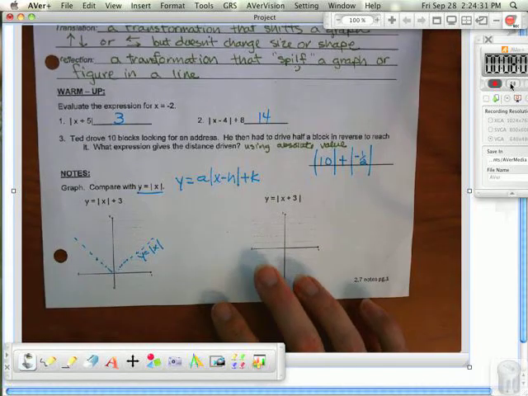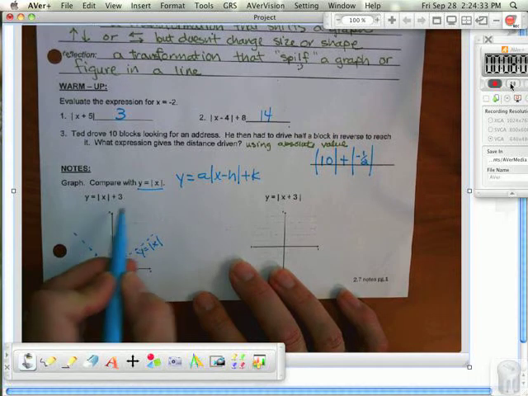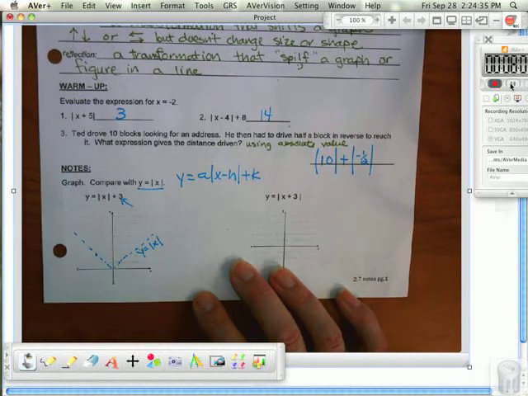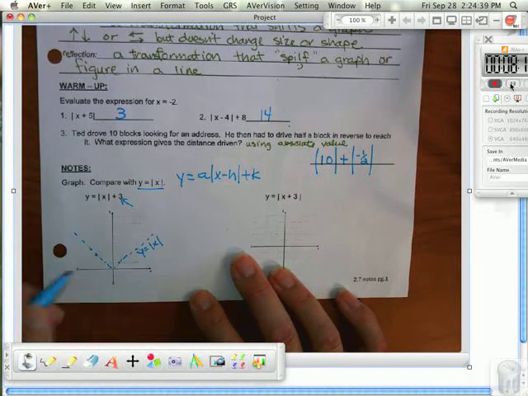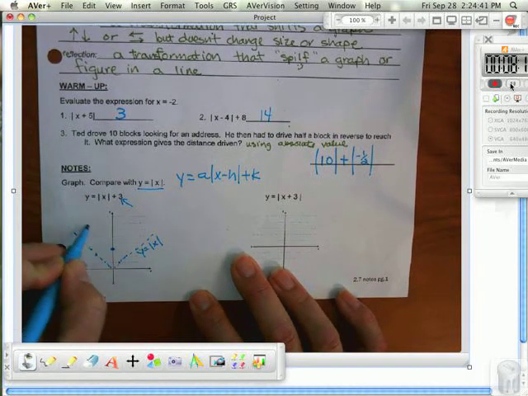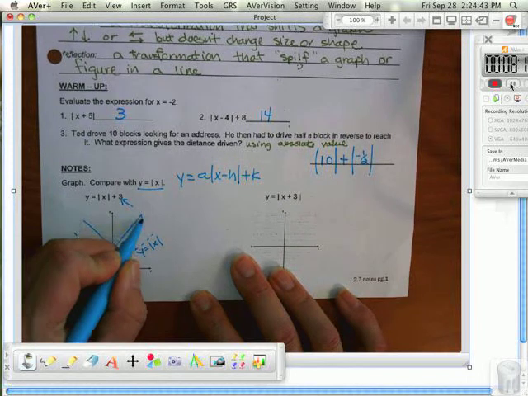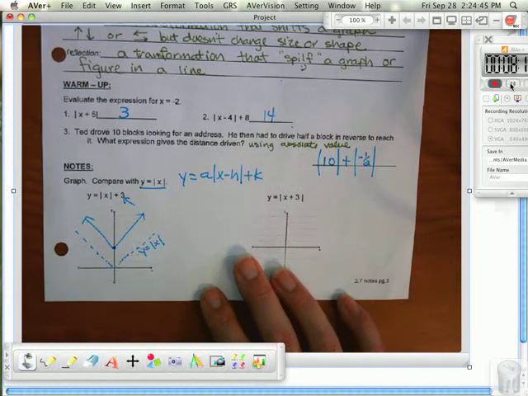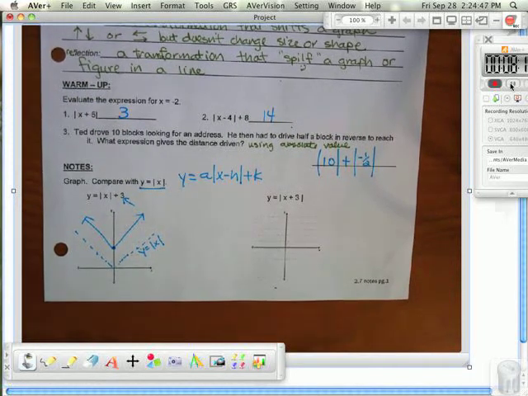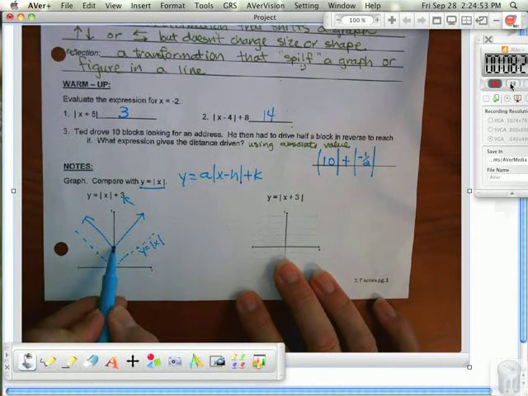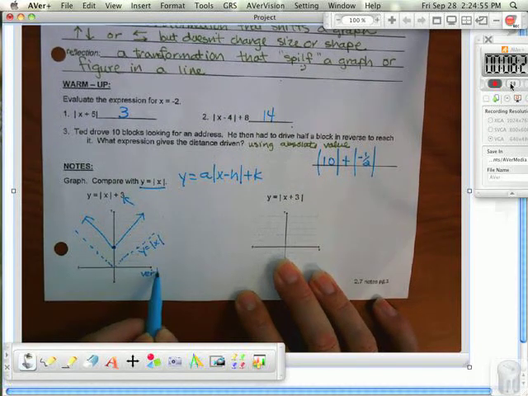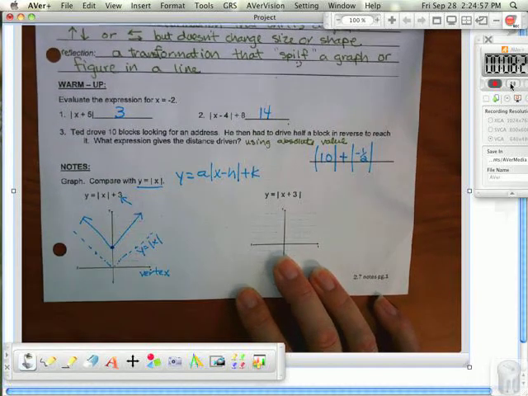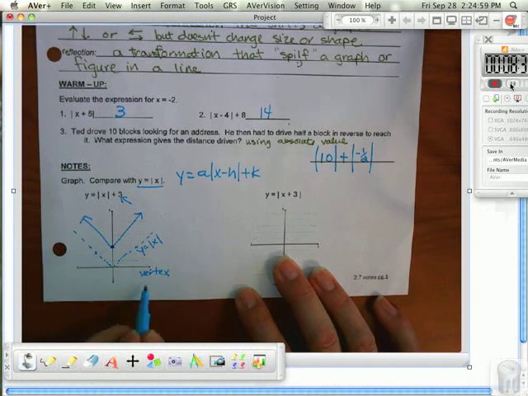This says to add 3 to it. So this affects the up and down movement. So which way is my graph going to go? It's going to stay exactly the same, but it's going to move up 3. Stays exactly the same, but it shifts up 3. Now let me ask you, what's the vertex of this new graph? Where do you think the vertex is? Right here, and the coordinates are 0, 3. Okay, write that down.